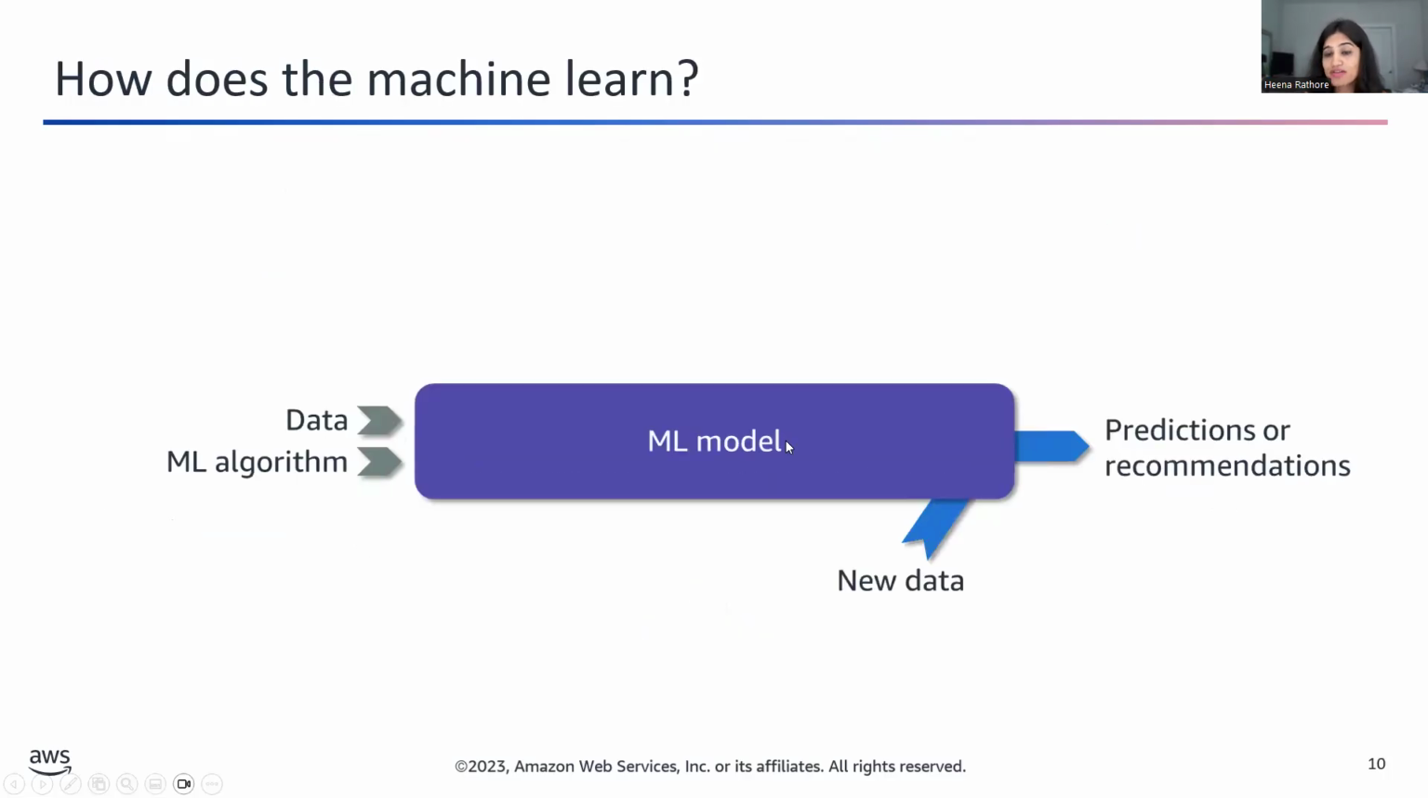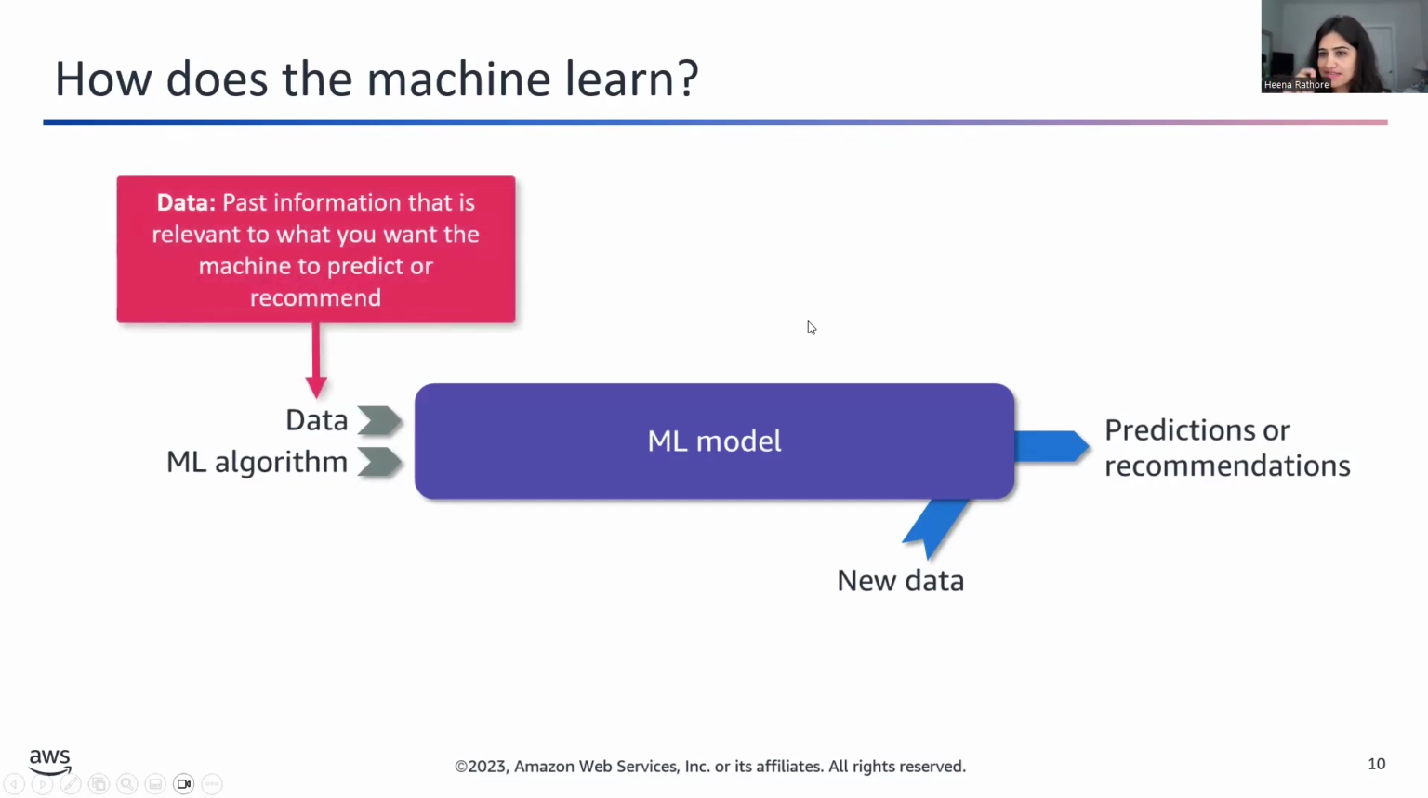So the core components include data, the ML algorithm, the ML model, and the new data. The data could be historical information. The ML algorithm could be some pre-built mathematical procedure or rules that you would be writing. The ML model would be the mathematical structure that captures the learned patterns. It is the output of the training, and the new data is what you use in order to make predictions or recommendations. That's how the machine learning model learns.